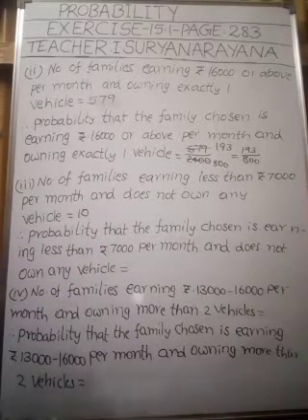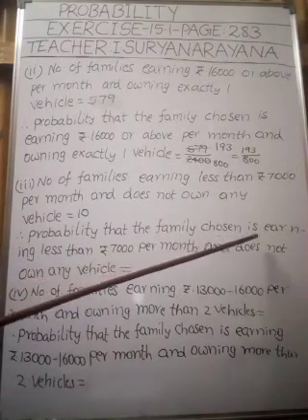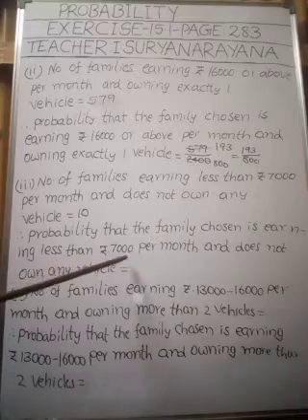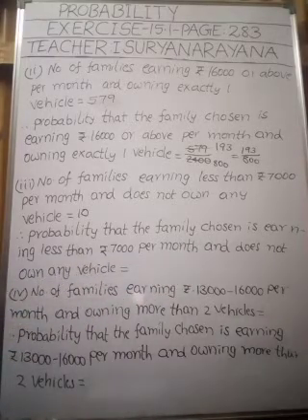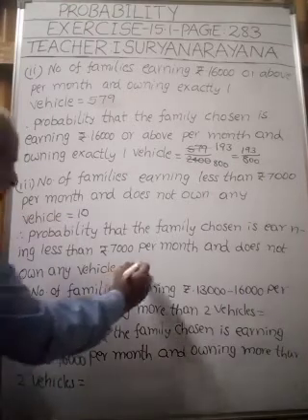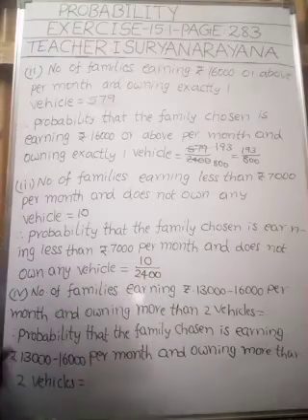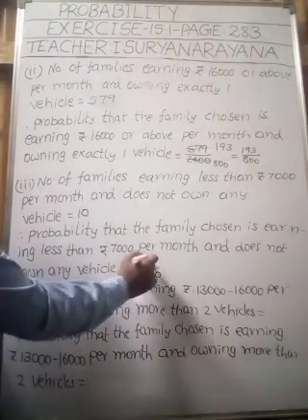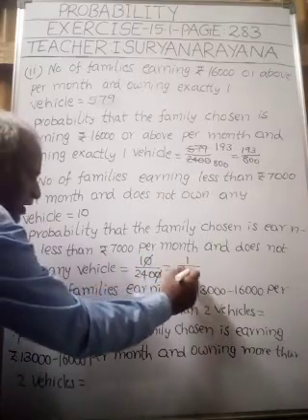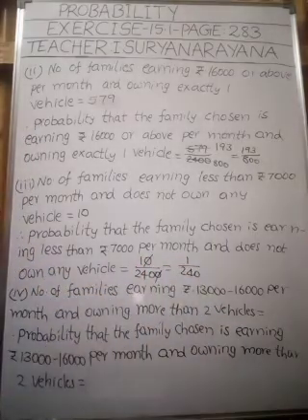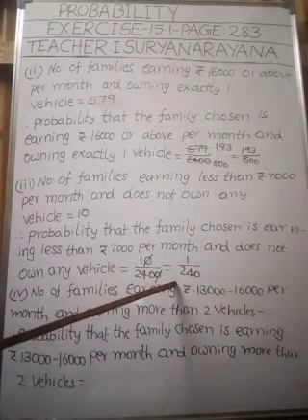Okay, my children. Therefore, probability that the family chosen is earning less than 7,000 rupees per month and does not own any vehicle is equal to this number by total number of families, that is equal to 2,400. Okay, my children. By dividing the numerator and denominator by 10 table, 1 by 240. This is the required probability, 1 by 240. Understood this step, my children?